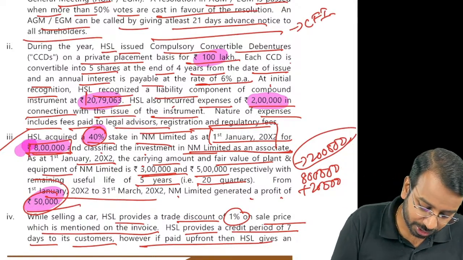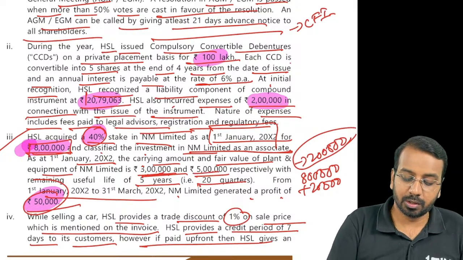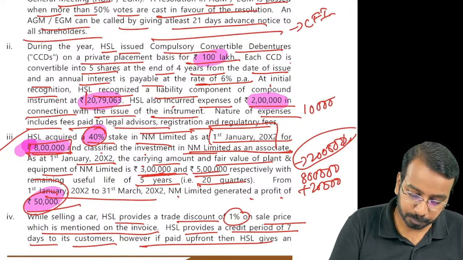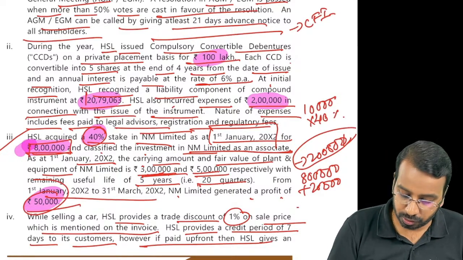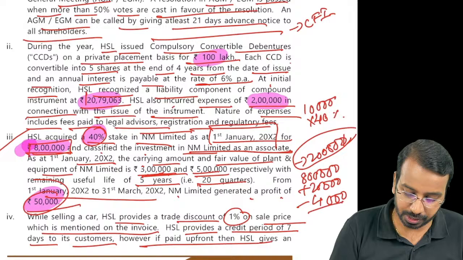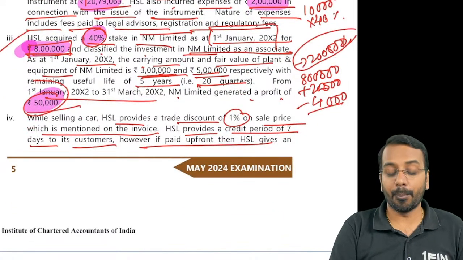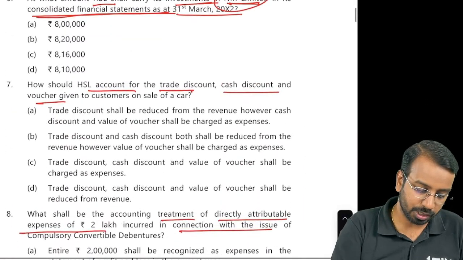What is the additional depreciation? 3 lakhs to 4 lakhs, 2 lakhs is the difference. This is for 20 quarters. For 1 quarter it is 10,000. Right? Of this 10,000, what is our portion? 40%. So this extra depreciation of 4,000 also you will adjust. So that will give you 8 lakh 20,000 minus 4,000, 8 lakh 16,000. So the answer is 8 lakh 16,000, option number C.